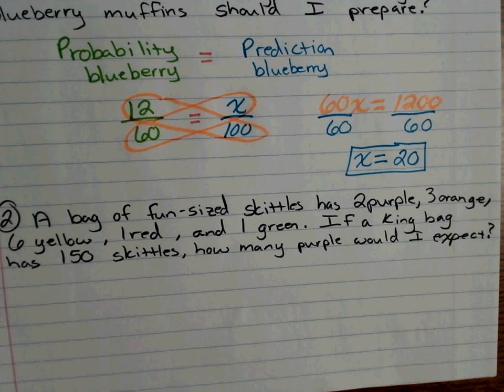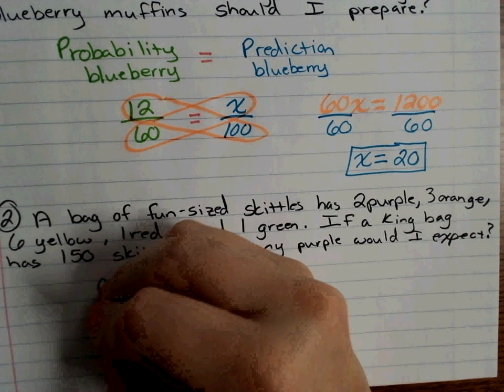So again, a bag of fun-size Skittles has 2 purple, 3 orange, 6 yellow, 1 red, and 1 green. I have a king size bag that has 150 Skittles. I want to know how many purple I should expect in that bag. So let's go ahead and call on desk 21. 23, very good. And it's actually not exactly 23, right? You'd have to estimate it or round it.